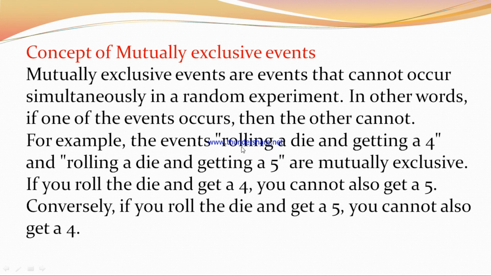For example, the events rolling a die and getting a 4 and rolling a die and getting a 5 are mutually exclusive. If you roll the die and get a 4, you cannot also get a 5. Conversely, if you roll the die and get a 5, you cannot also get a 4.